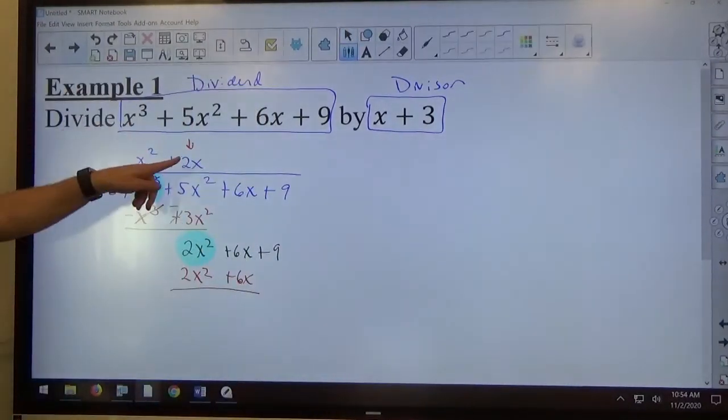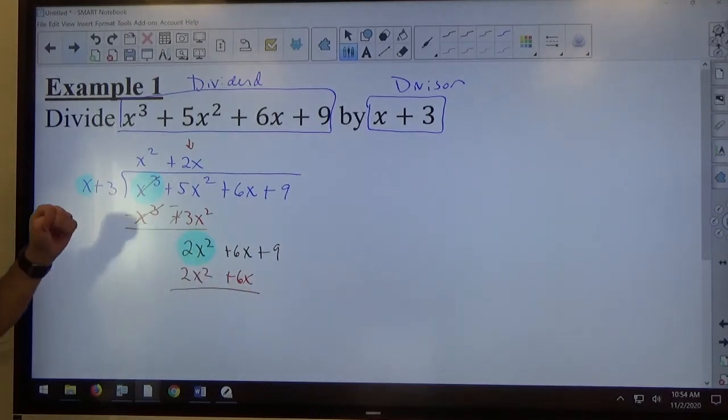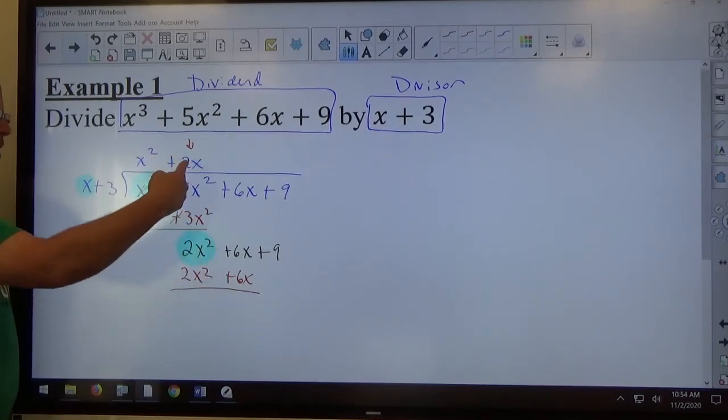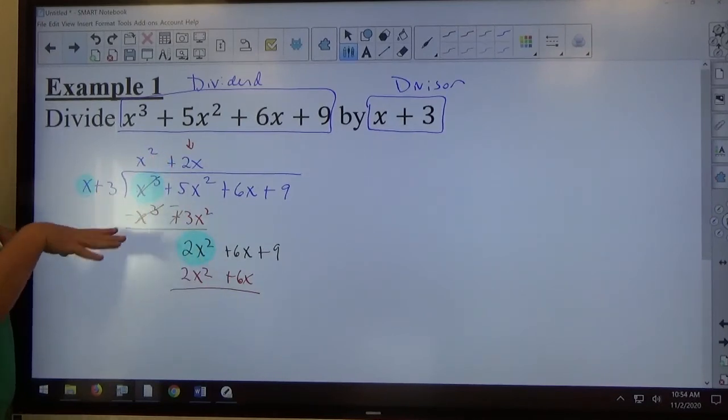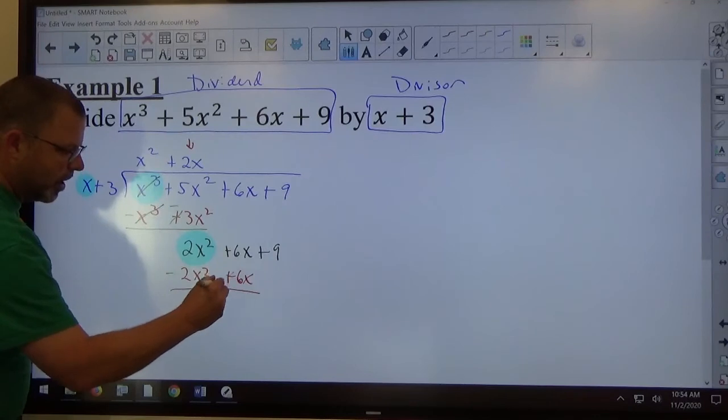So we take our answer times the entire divisor to get some product that has some sign on it, positive or negative, based on the fact that we're multiplying the same sign. Positive times positive makes a positive. Positive times positive makes a positive. Get whatever you get. The next step says change all the signs of that product. So this 2x squared becomes negative. This 6x becomes negative.